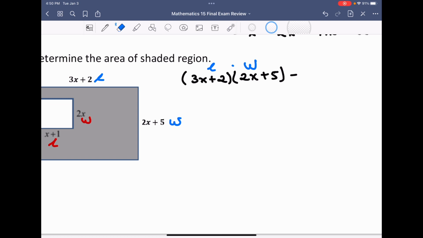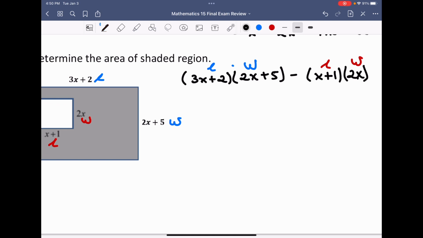We're going to subtract away the product of the length times width, which is x plus 1 times 2x. And this was technically our length times our width. And this was the area of the whole rectangle minus the area of the small rectangle, which removes that little hole, and that would give us the area of the shaded region. Now, what we're going to do is binomial times binomial.